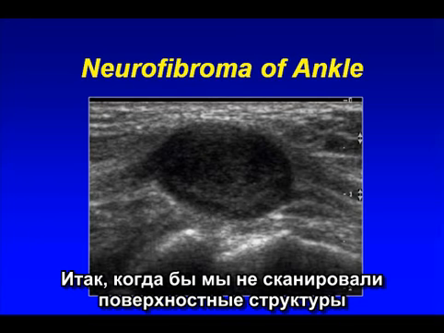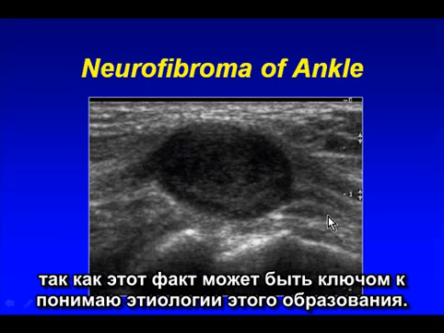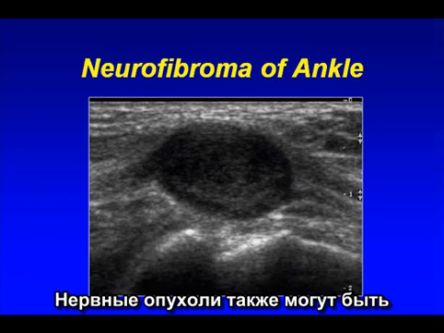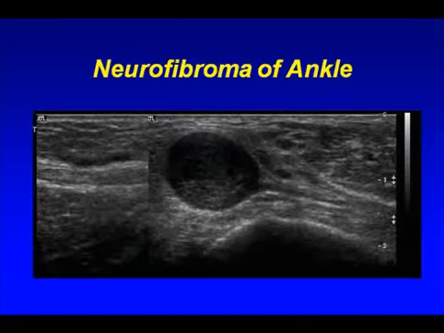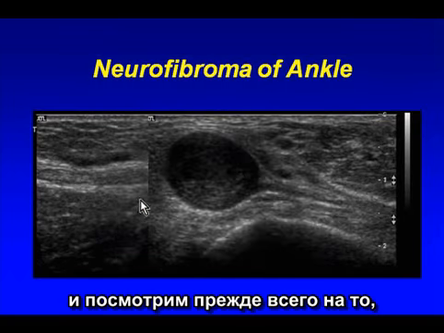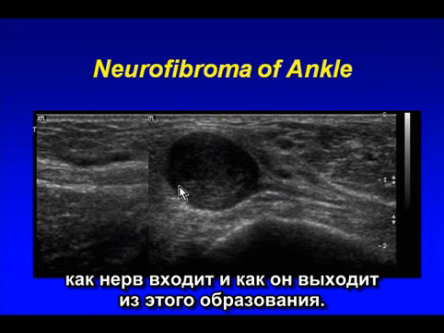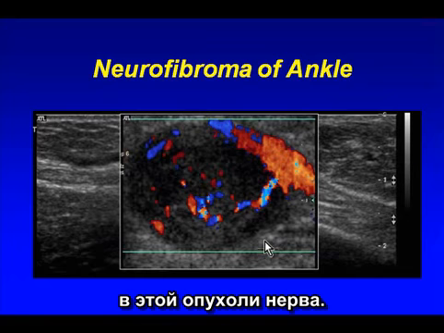So whenever we see a superficial mass, it's important to look for whether a nerve is entering or exiting it, because that can be a clue to its etiology. Nerve tumors also can be quite tender, and that can be helpful as well. Here's a more extended field of view of this same lesion, and showing, first of all, the nerve coming into the lesion and exiting it, but also showing the Doppler flow that can be seen in nerve tumors.